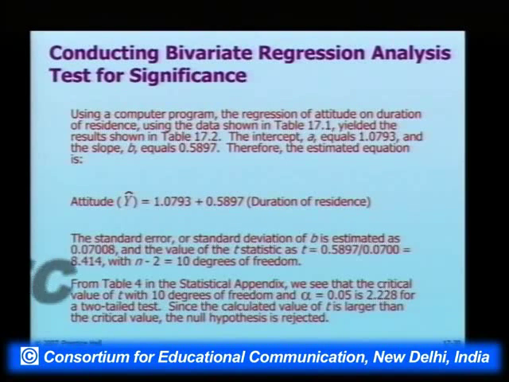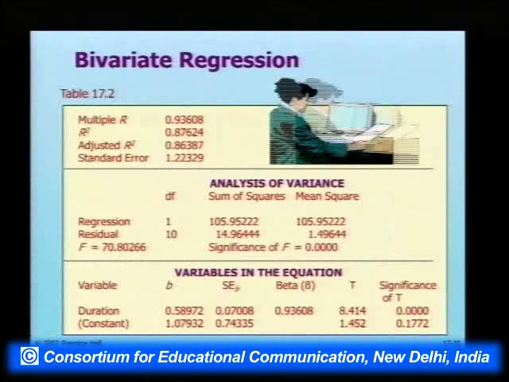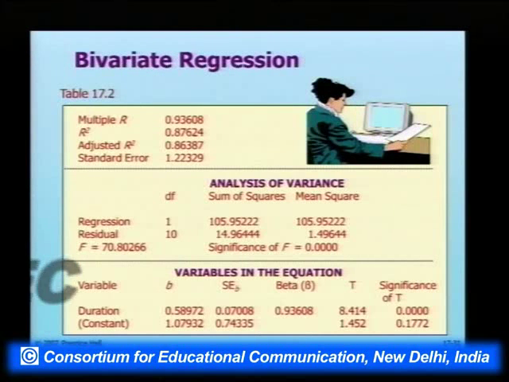Now this is the same or a similar equation that we got: attitude Y is equal to 1.0793 plus 0.5897 into duration of residence, which we got by using Excel. The standard error is also given, and it is significant. This is the output that is achieved when we use SPSS for doing the bivariate regression.